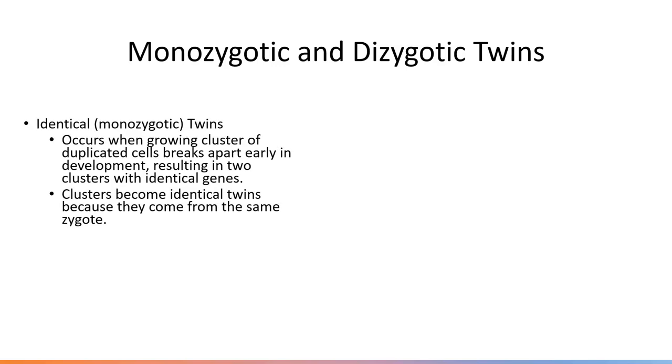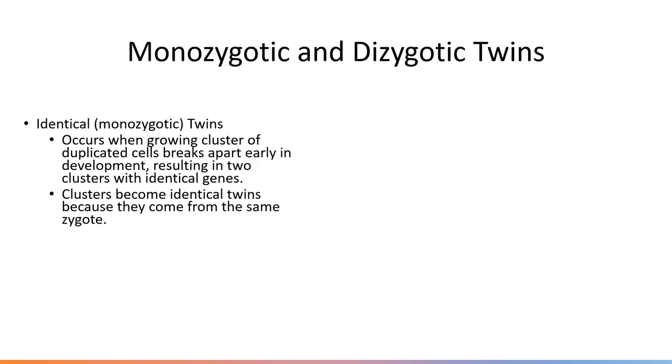Identical or monozygotic twins occur when your initial zygote basically splits early in development, and you have two clusters of identical gene sets. These clusters become identical twins. They're from the same zygote. They're just splitting in two. So you have two individuals with the same genetic complements.